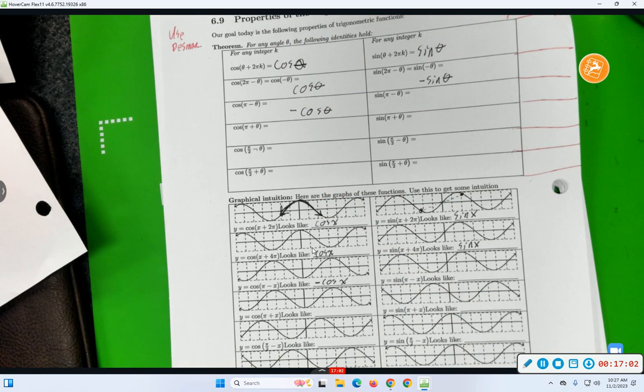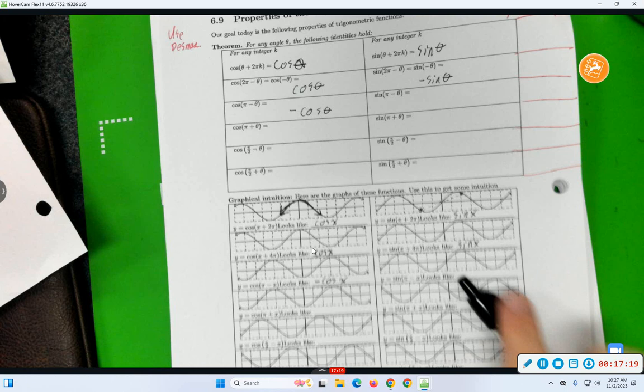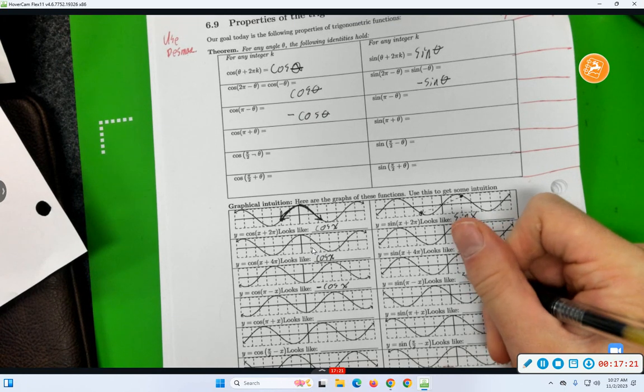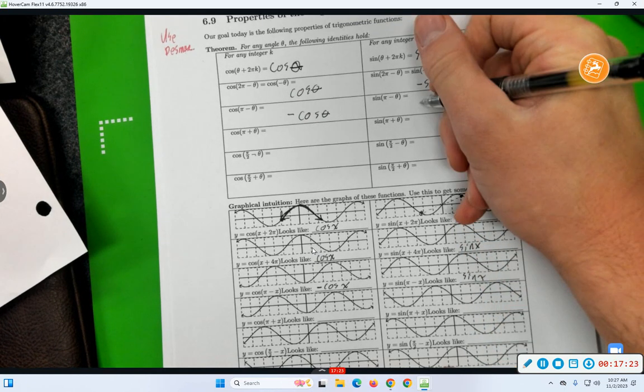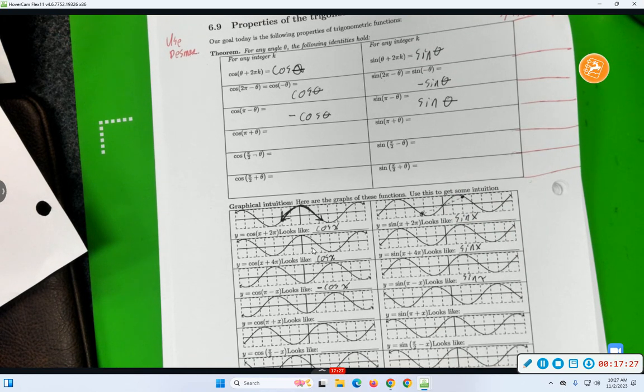Sine of pi minus x. So there's the graph of sine of pi minus x right there. What would you say that looks like? Just sine of x. So sine of pi minus theta is the same as the sine of theta.